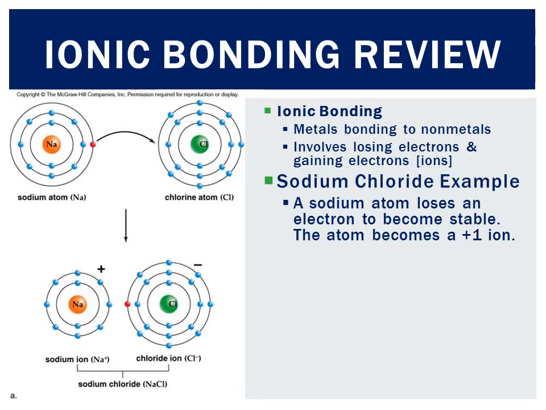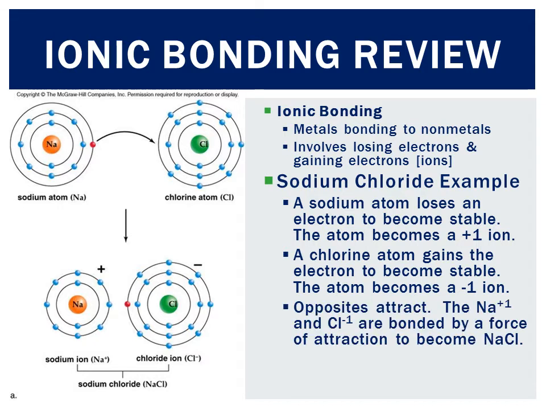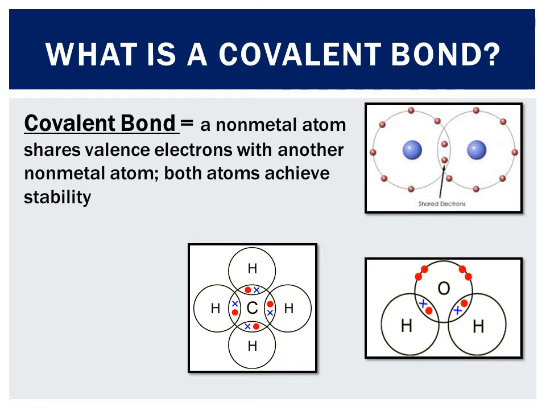Our sodium chloride example: the sodium atom loses an electron, its one valence electron in its outer shell, to become a stable positive one ion. Chlorine gains that electron, so then it satisfies the octet rule with 8 to become a negative one ion. Then opposites attract. Sodium and chlorine are bonded together by attraction forces, and the overall charge of the compound is neutral.